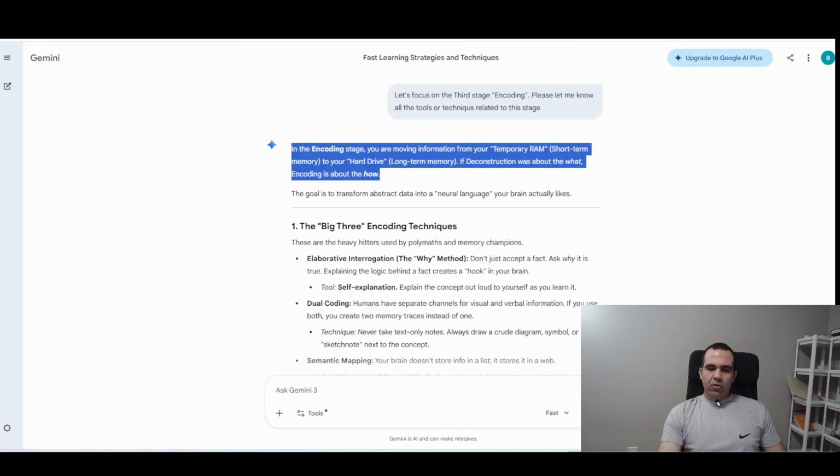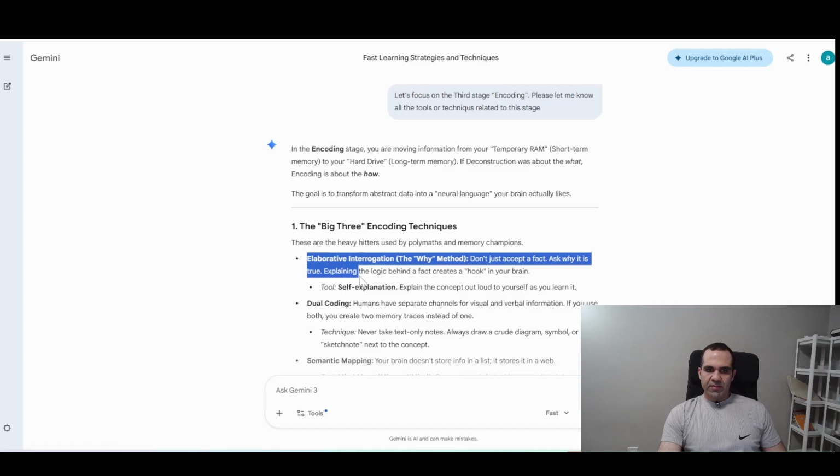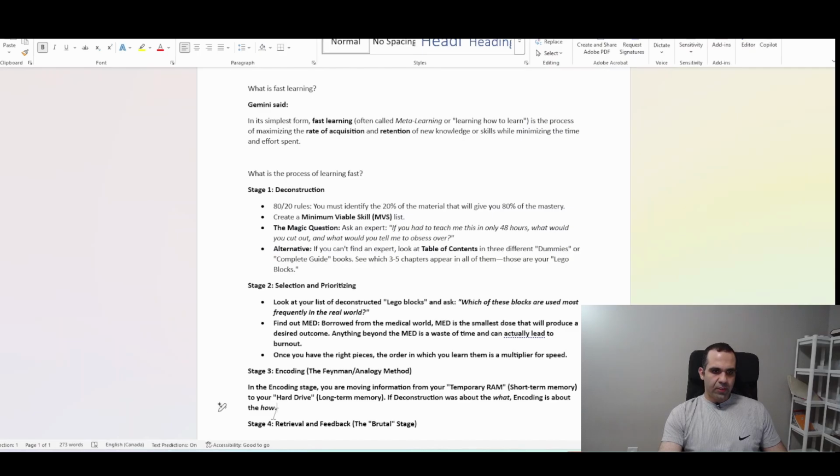The big three encoding techniques. Elaborative interrogation, the why method. Don't just accept the fact, ask why it is true. Explaining the logic behind a fact creates a hook in your brain. It's a really good technique. I like it.